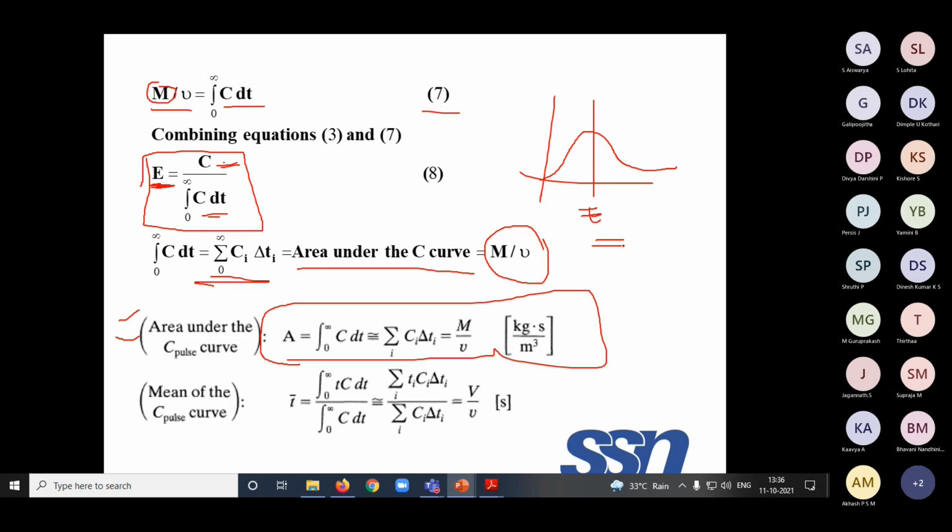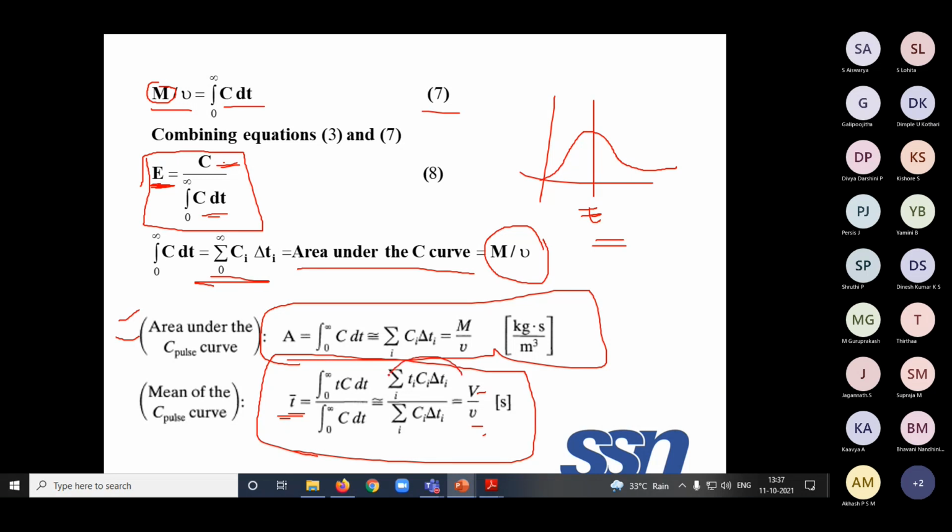So I want to calculate the mean, like you are getting different marks and I want to calculate the mean mark. I will add all your marks and divide by the total number of students. Then I get the class average. That's the same thing I am doing here. So the mean is nothing but V by the volumetric flow rate, volume by volumetric flow rate, which will give you T bar.